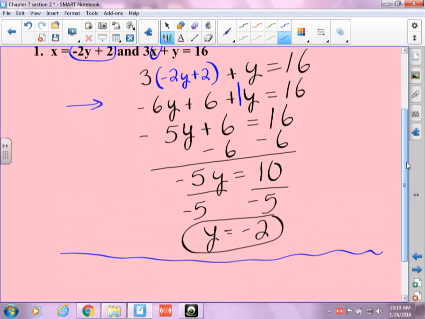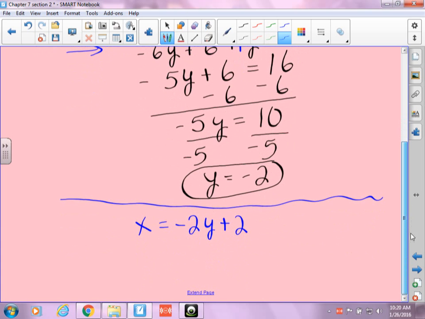So I'm going to take that equation: x equals negative 2y plus 2. I'm going to take that equation from above and bring it down here. It doesn't matter which equation you choose. And I'm going to plug in the y. Notice how this works. So x equals negative 2, and I'm going to take out the y and put in negative 2, plus 2.